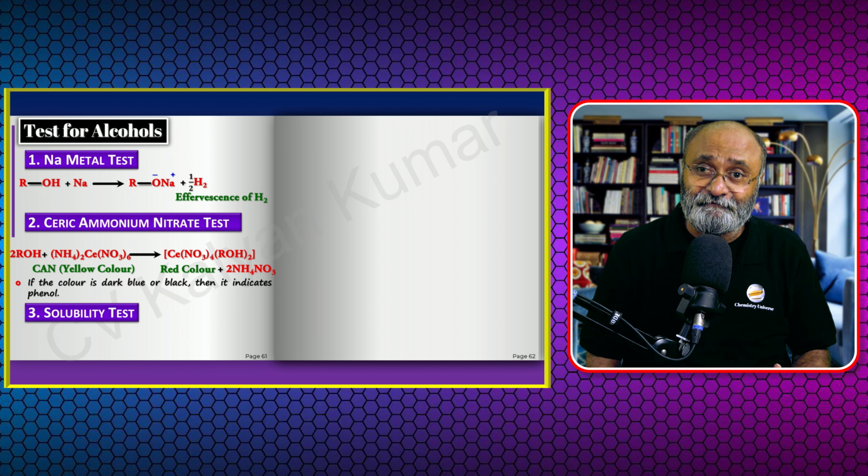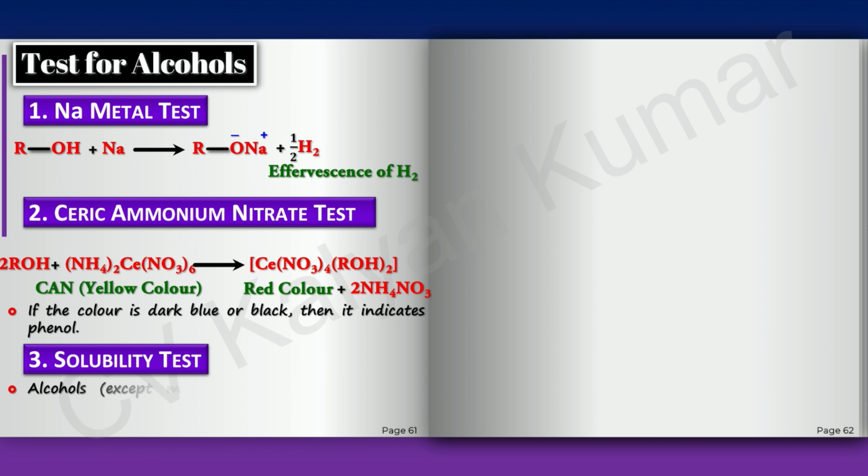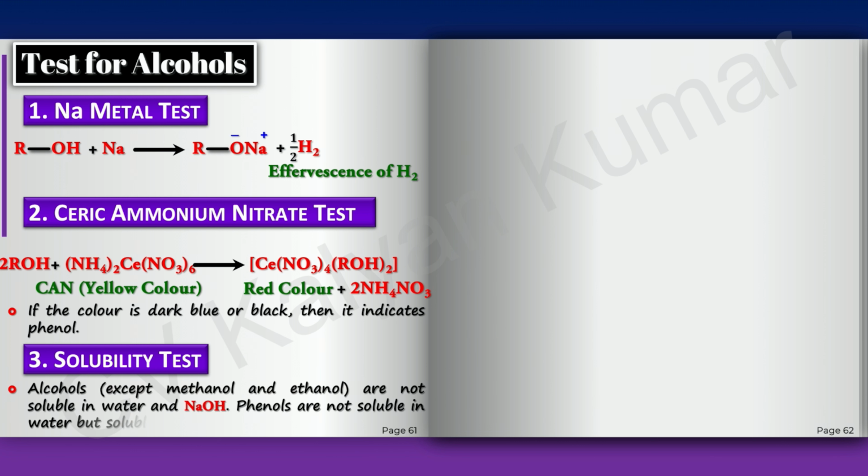On the other hand, phenols, which are more acidic than alcohols, but not sufficiently acidic to be soluble in water, will be soluble in NaOH. So there's a distinction between phenol and alcohol here. So alcohols except methanol and ethanol are not soluble in water and NaOH, whereas phenols are not soluble in water, but soluble in NaOH.